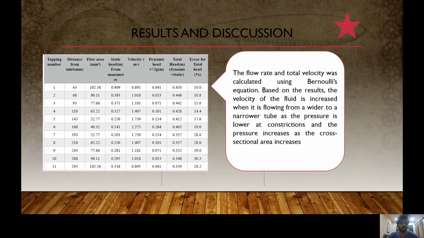Now these are the results and the discussion of the experiment. From the table here, we can note that the flow rate and total velocity were calculated using Bernoulli's equation. Based on the results, the velocity of the fluid increases when it is flowing from a wider to a narrower tube, as the pressure is lower at constrictions, and the pressure then increases as the cross-sectional area increases.